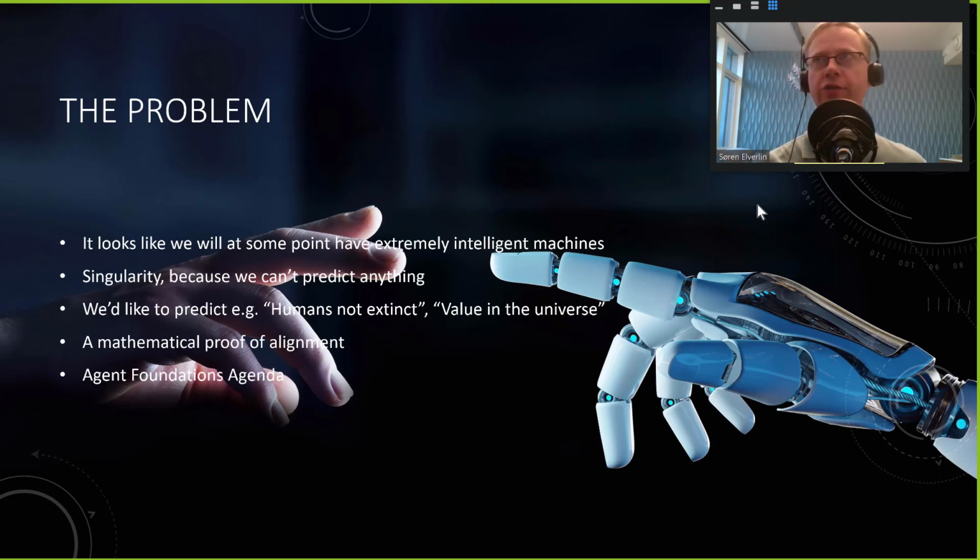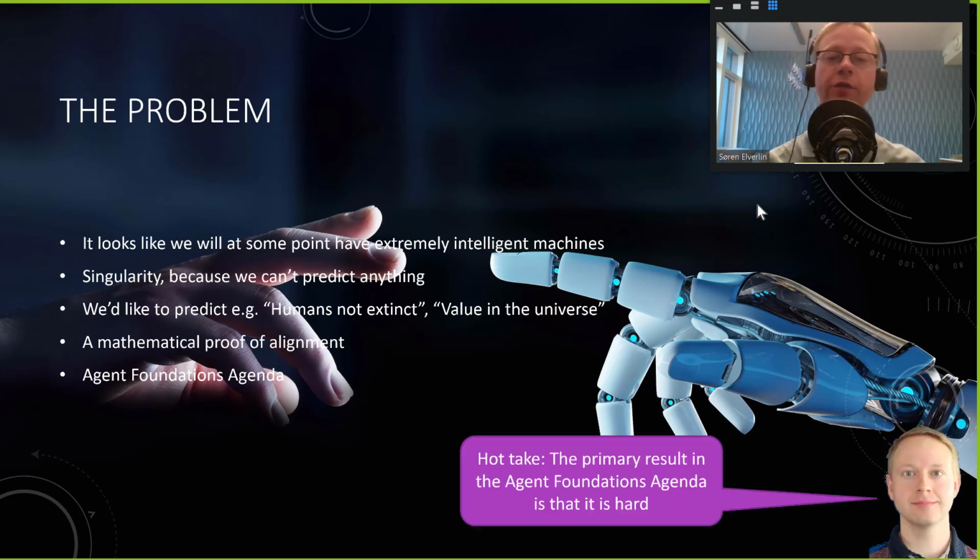And this has generally been done under the research program called the Agent Foundations Agenda. My hot take on the Agent Foundations agenda is that the real thing we have discovered by working on this is that there is a huge number of really thorny sub-problems that make it really hard to say something about how agents will behave in practice when they become superintelligent.